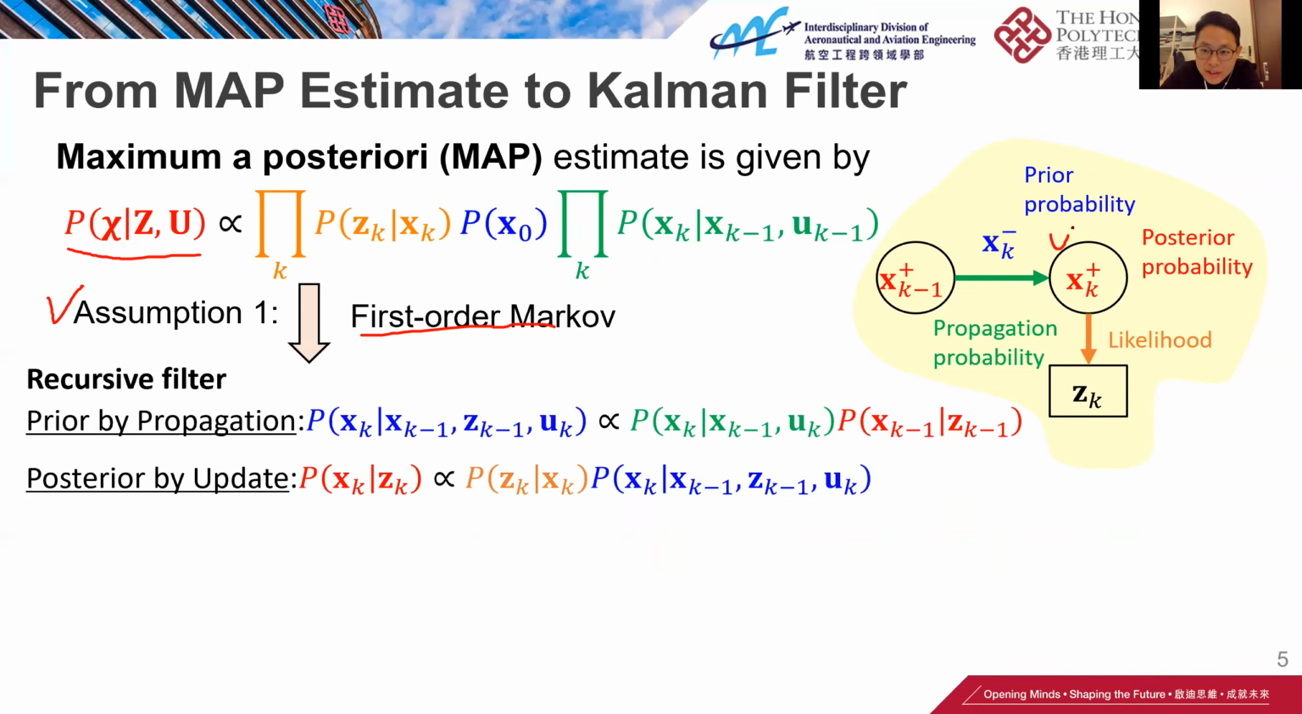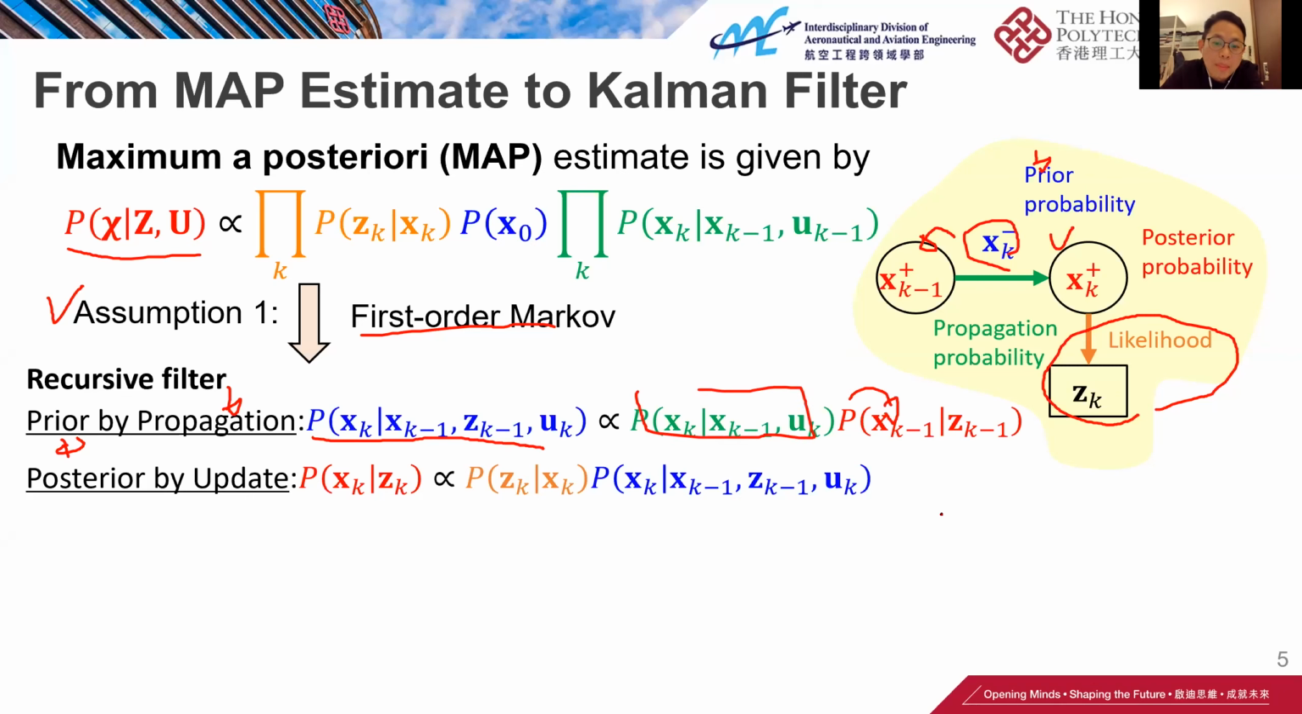Meaning that your state here is only related to the previous epoch of the state by propagation, and also related to the current epoch of likelihood. So if we're using EKF, we know that the priori probability is by propagation. Please take note of the color here. The blue color you see here represents the priori probability. The priori probability is propagated based on the previous posterior probability.